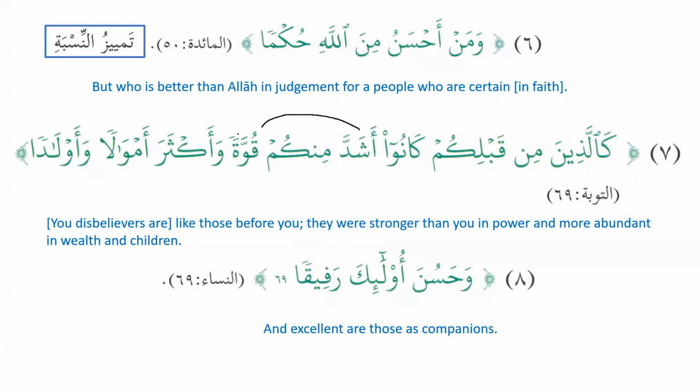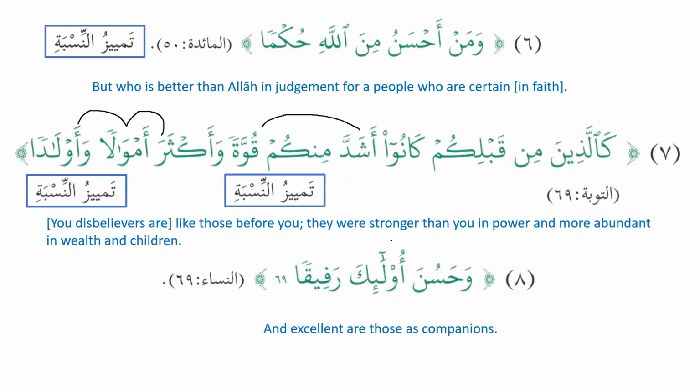كالذين من قبلكم كانوا أشد منكم قوة وأكثر أموالا وأولادا. أشد قوة وأكثر أموالا وأولادا. Do you think that? أشد قوة. Stronger than you in power. So do you have anything which is like number or weight or volume? Sir, you can't say. That is the quantity only now, sir. Mm-hmm. So we can say we can't.